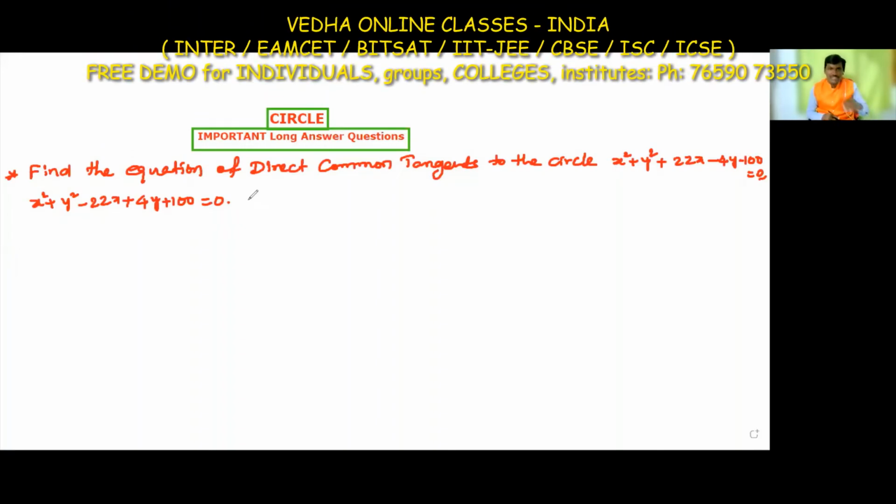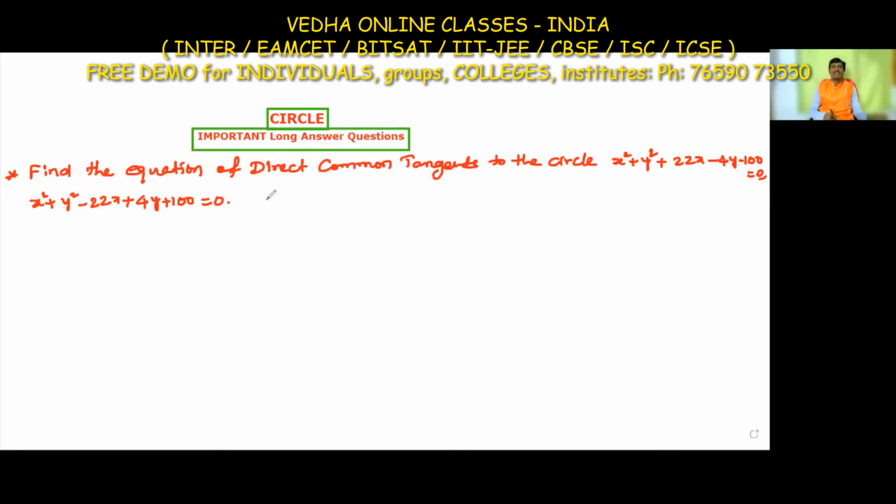Okay, so in the circles, important long answer questions. In the important long answer questions, we are going to get this model, finding the direct common tangents or transverse common tangents, which is one of the most important methods in this. Okay, so now we are going to discuss this problem, this method.